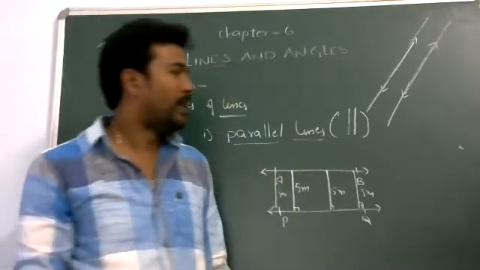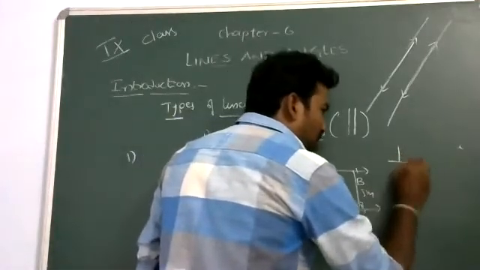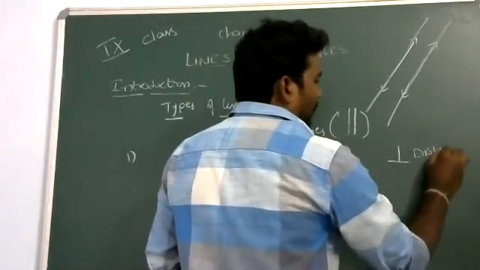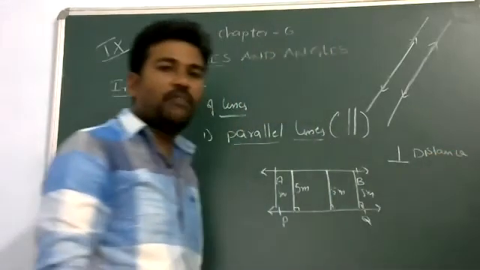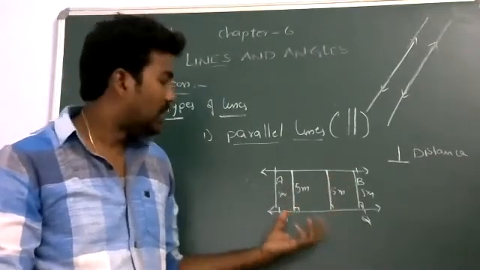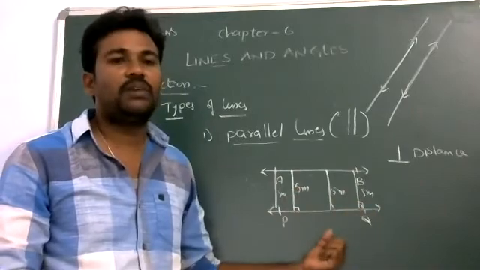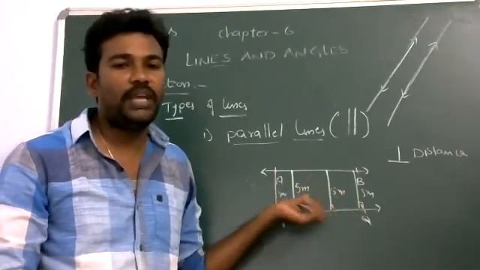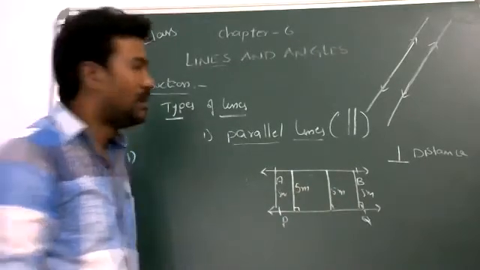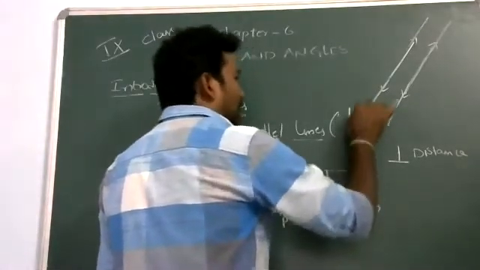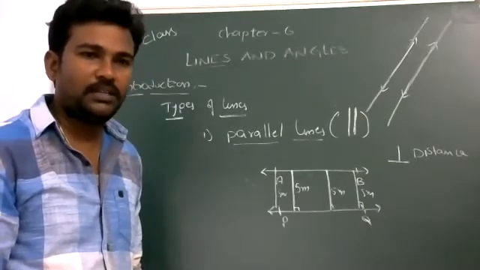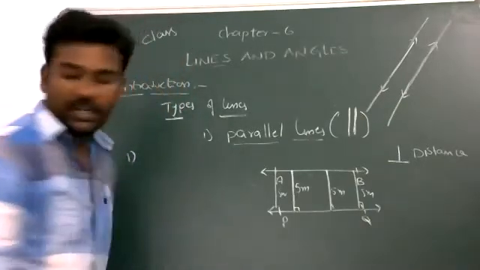Once again, I am going to explain perpendicular distance. This symbol represents perpendicular. So the perpendicular distance is always equal, I mean equal at any place between these two lines. Then those lines, here AB and PQ, are called parallel lines. These parallel lines are represented like this, with two bars. Is it clear? Now comes the intersecting lines.